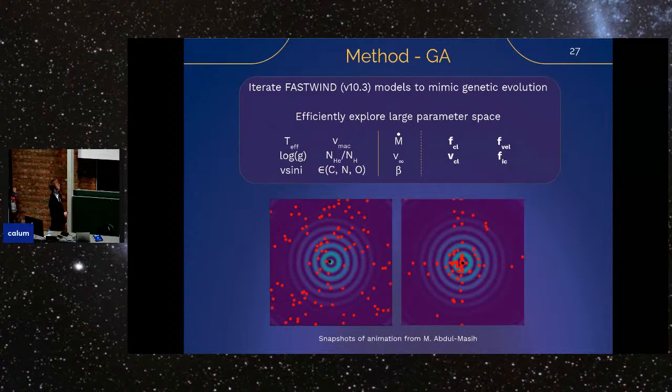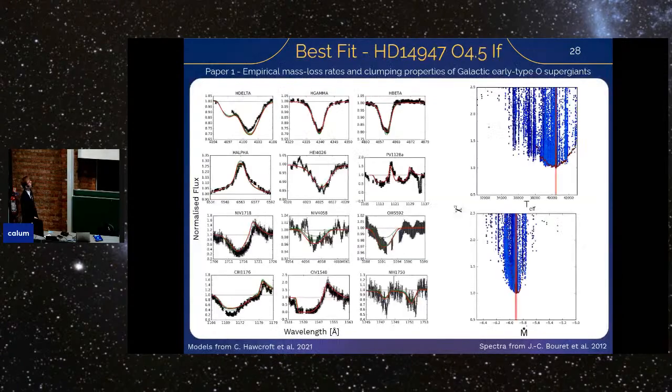And yeah, you can just see here the first generation versus one of the later ones. And so this allows us to find statistically unique solutions to a best fit with synthetic spectra and to optimize all of these parameters simultaneously. And so this is just an example of one of the best fits for one star.